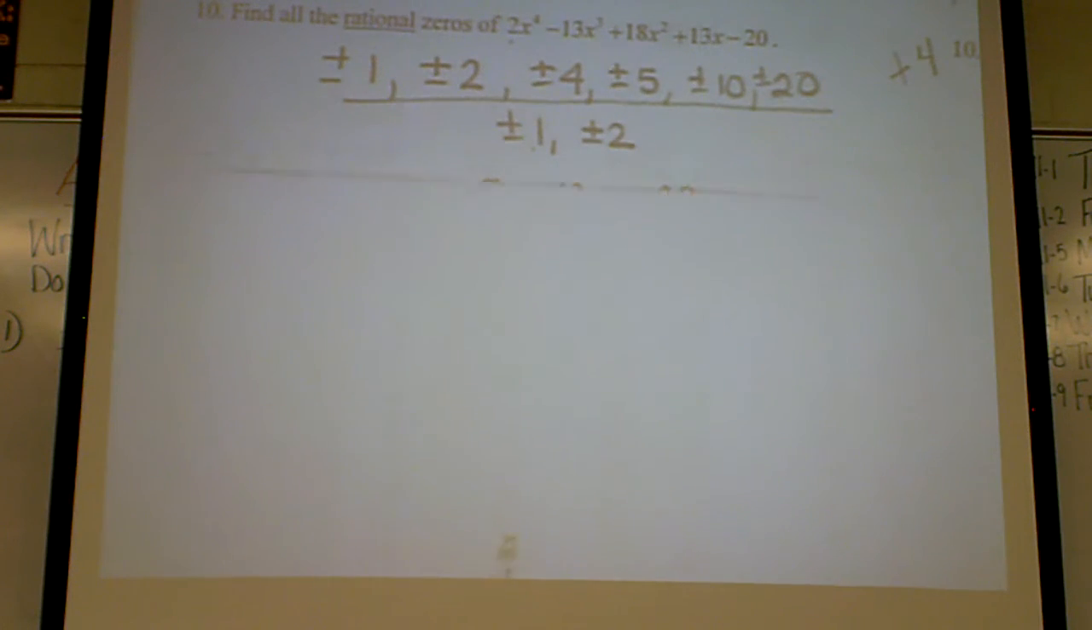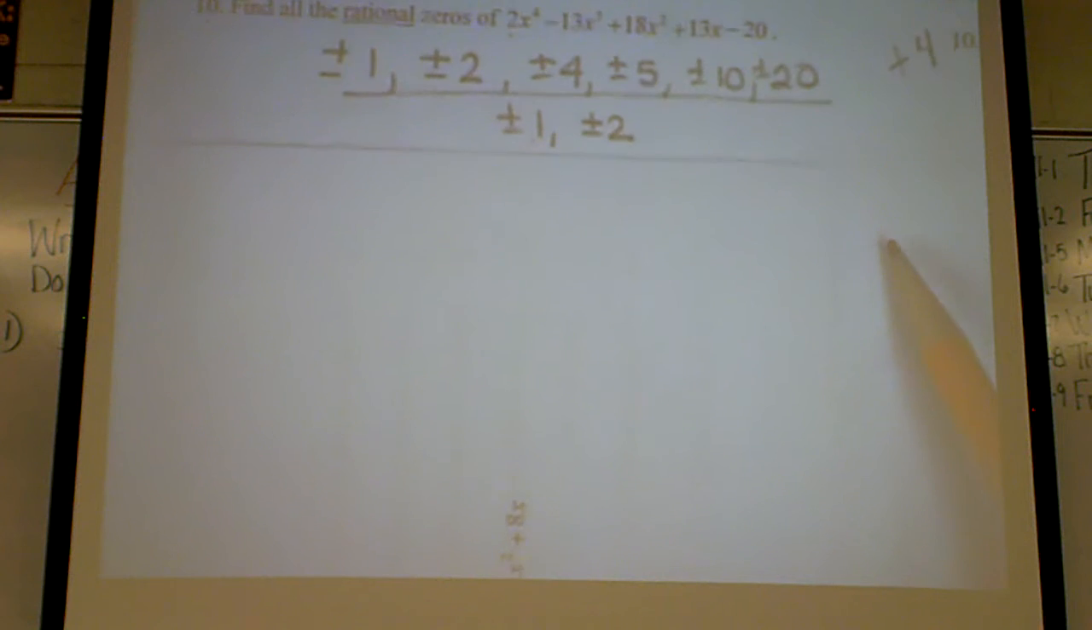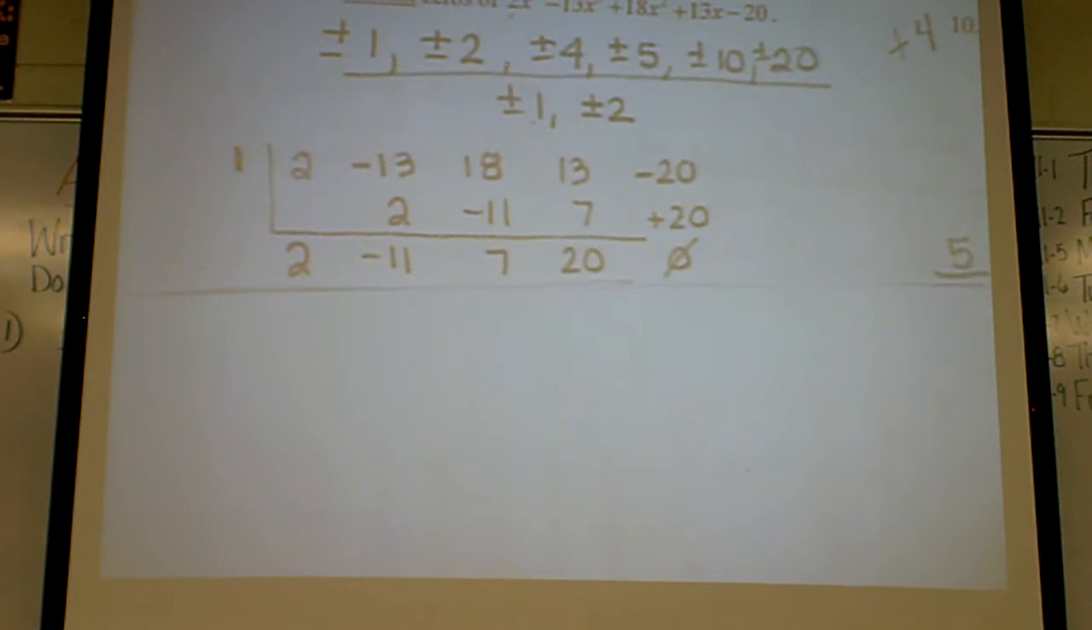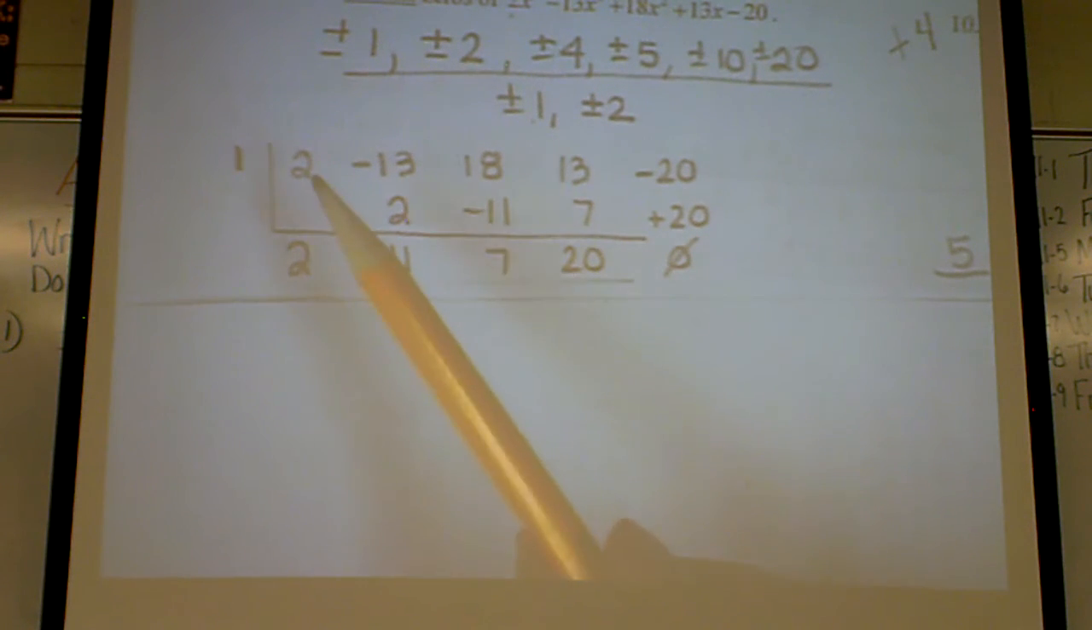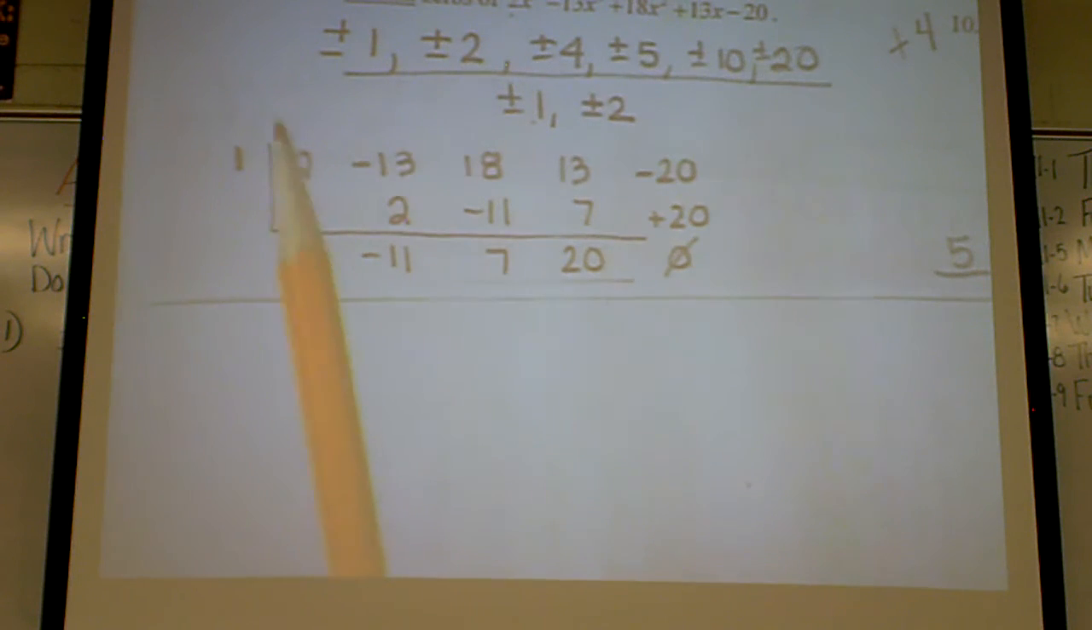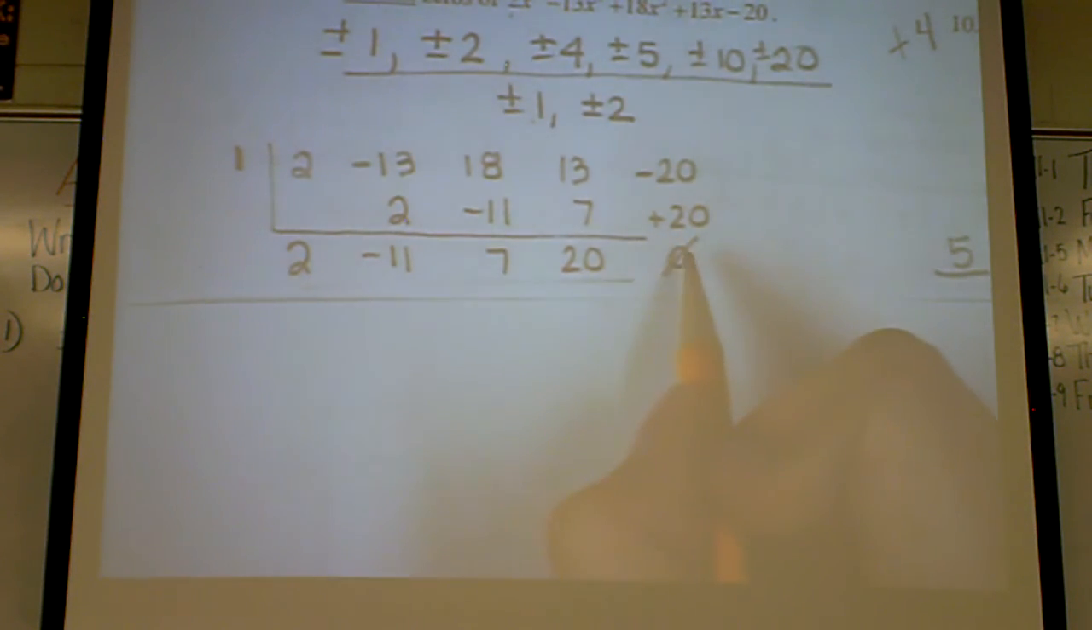Okay, so here's all my numbers I need to test. I'm going to try 1 first. And 1 ends up working. You should have gotten 0 as the remainder for 1.